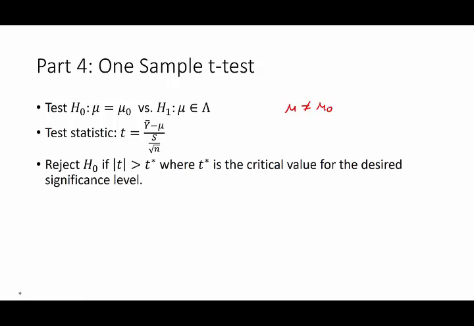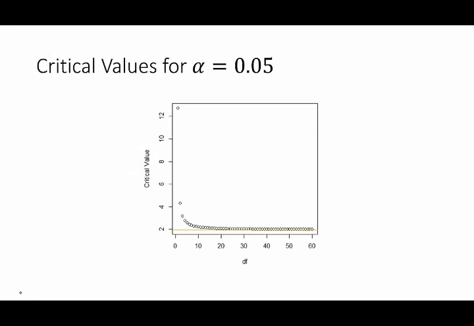And we're going to reject the null hypothesis if the absolute value of t is greater than or equal to some t star, where t star is the appropriate critical value that we need to get a desired significance level for our test, right? So for example, if we're looking at significance level of 0.05, this is sort of how those critical values compare to the typical 1.96 that you're used to for the normal distribution under this scenario.